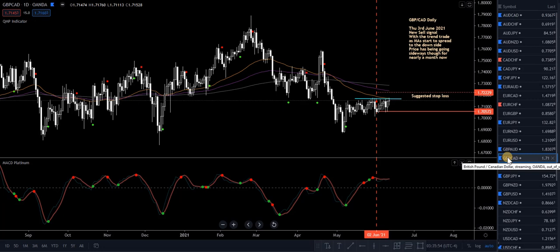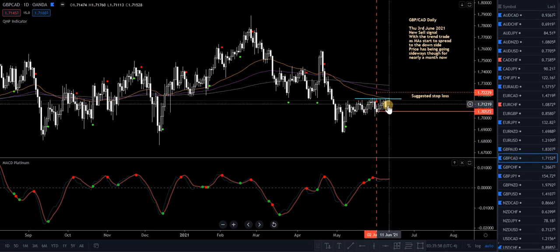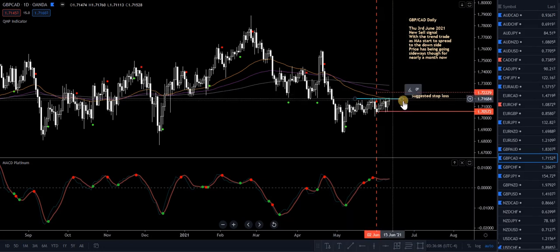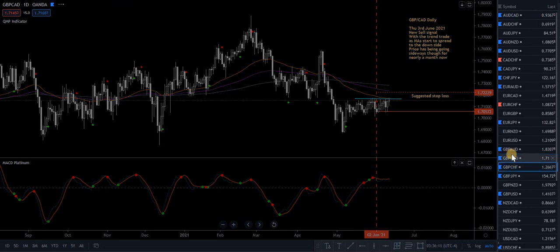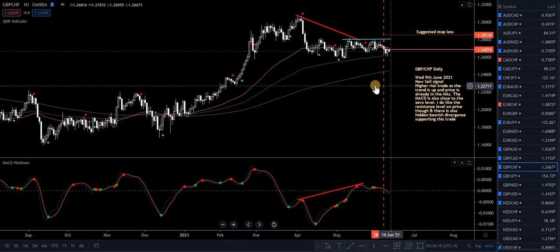Pound CAD. It's a sell, and it's just gone against me slowly. Then I had a bearish candle in there and a bullish candle, another small bullish candle on Friday. Stops there, just having trouble breaking this previous high. Not looking good. Pound Swiss. Now remember all these, if you take all these trades, they're all correlated. They're all pound trades, so just be careful.